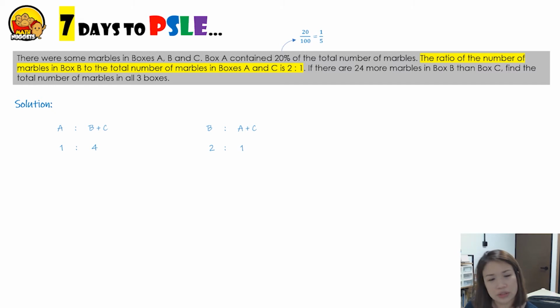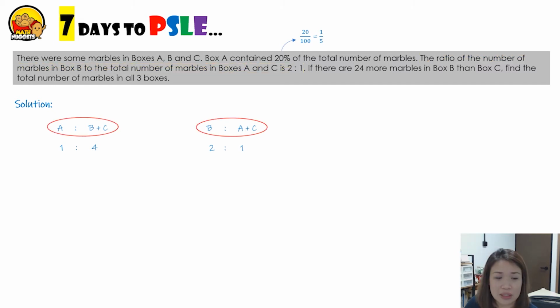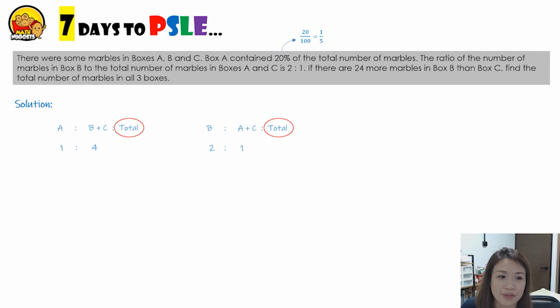So now let's take a look at our ratios. We have A, B, C for one. We have the other B, A, C. So both consist of A, B, and C, isn't it? Which means they are both referring to the total, isn't it? Okay, so this question has a total column. Let's compare the total. They are supposed to be the same.